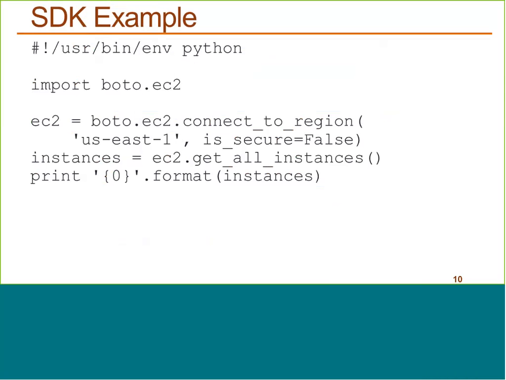In this case, the first command is to connect to a region. It's connecting to a particular region, in this case US East 1, which is North Virginia. Then the second statement gets all the instances running in that region, and then it just prints the list of those instances on the console.